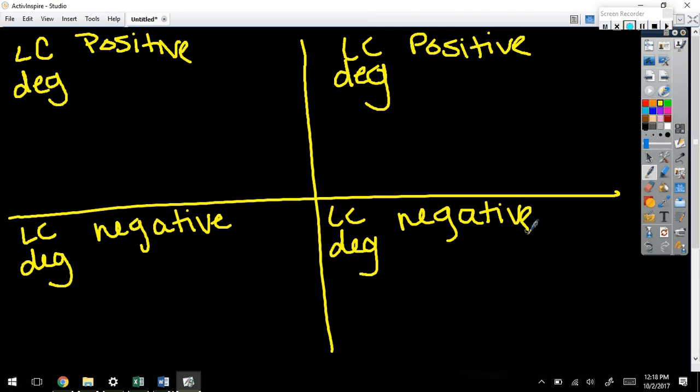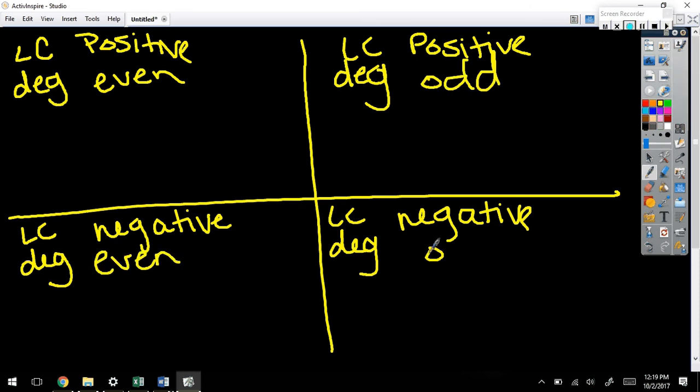And if you think about it, things that are even degree, like quadratics, both ends go the same direction, right? Both point up or both point down. Or odd, like a line, they go off in opposite directions. All right, so I've got even, odd, even, odd.